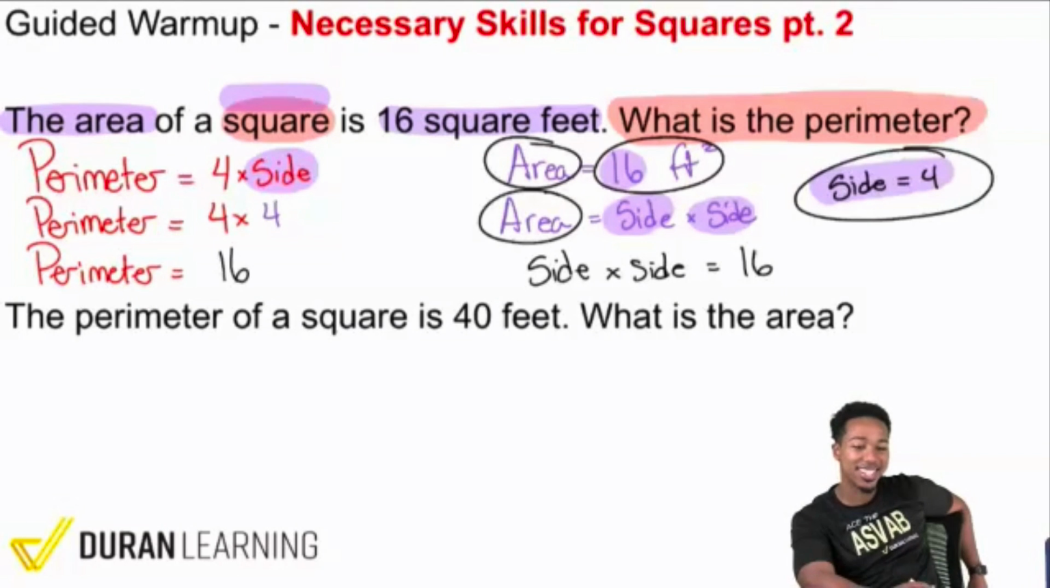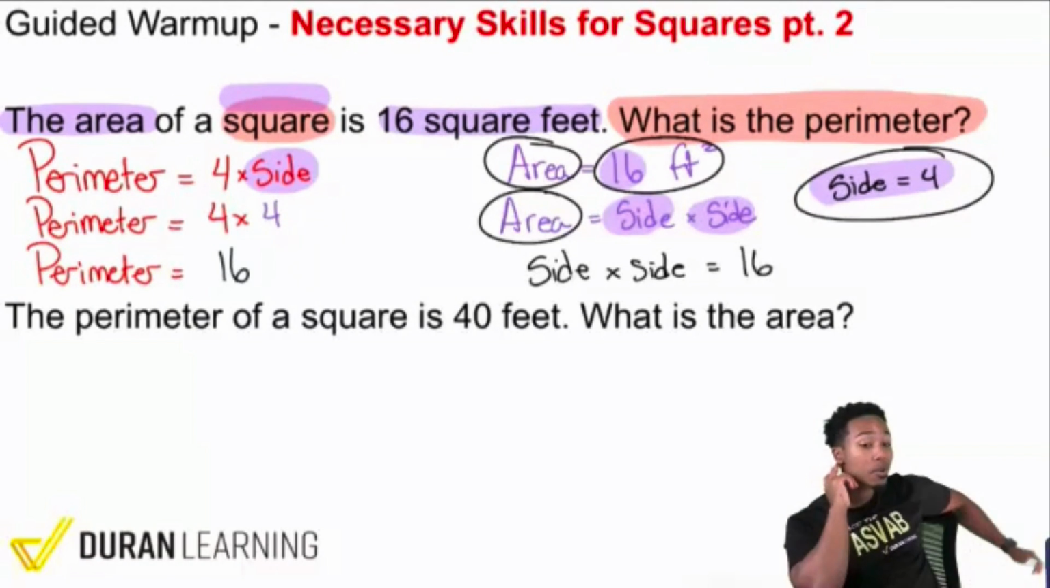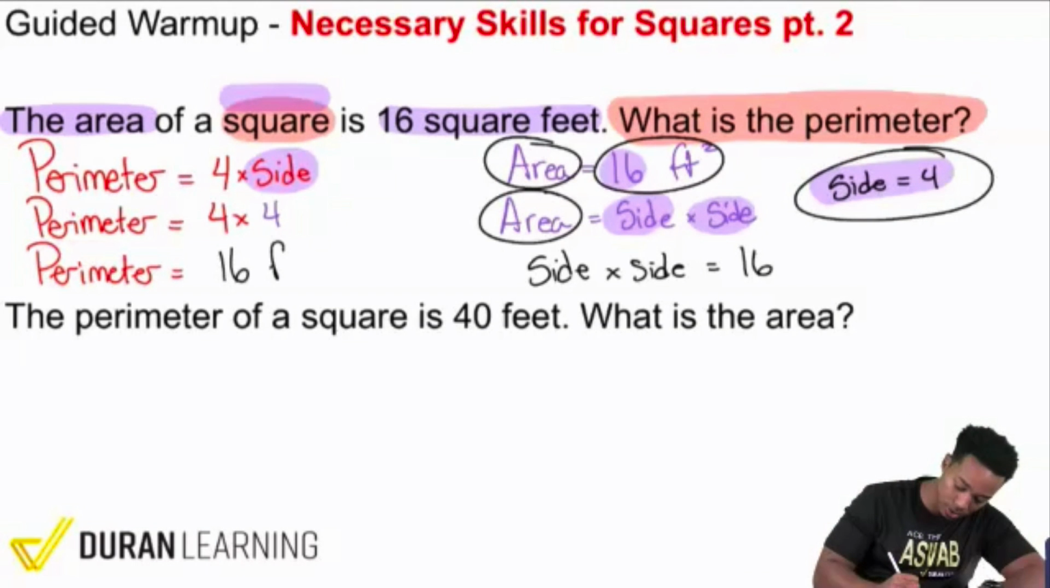Let's see who knows what the difference is. Yeah, it's going to be feet. The answer is going to be feet because if we had square feet, that's area, that's space. Regular feet is distance. Remember, everybody, we said perimeter is the distance around the shape. And so the answer here is 16 feet.